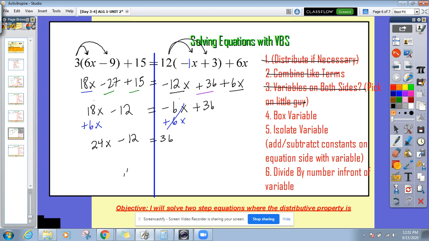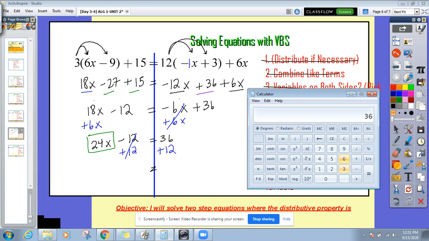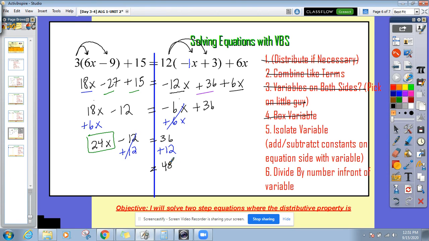Now I want to box my variable. I'm going to box him so I know what we're solving for. And then we're going to isolate the variable. So we have a negative 12 there connected to the side with the variable. So I'm going to add 12 on both sides. We end up with 36 plus 12. I don't trust myself on those big numbers. So 36 plus 12 is equal to 48. And then 24x there comes down. We're almost done here. So we've isolated the variable.